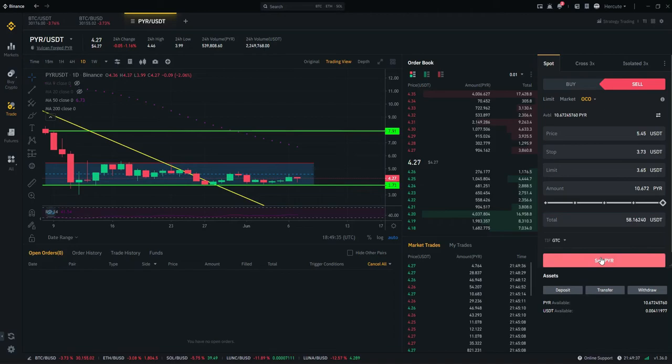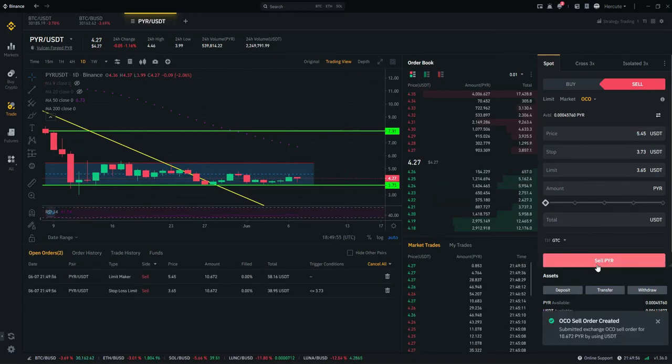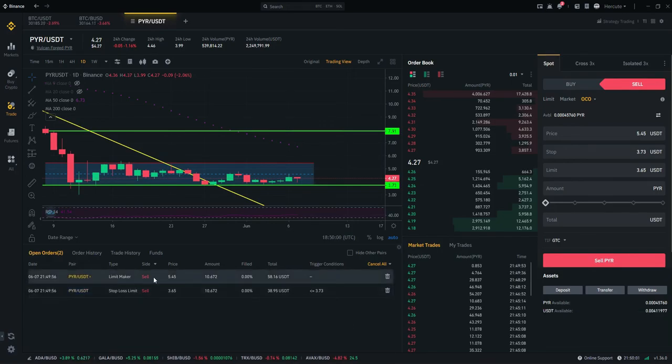Now, if I click on sell PYR, notice what will happen under the open orders. I'm going to have two orders. Remember, initially when we were using these other types of orders, except the market order, we were only having one open order. But when we use the OCO, I click sell PYR, notice what happened. OCO sell order created. And here we go. We have two sell orders. Now, one is a take profit order, and that is the limit maker here. Okay? And this is what it means.